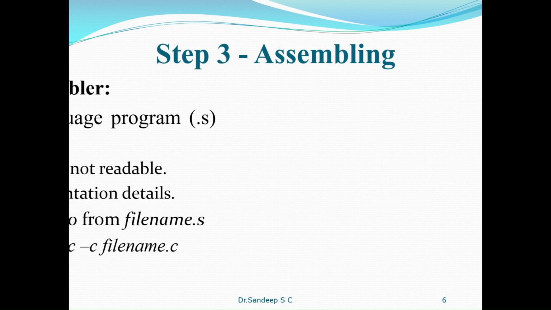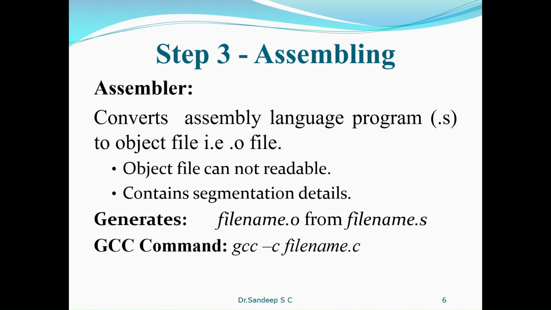Once the assembly language file is generated, it is given to the next tool called the assembler. The assembler converts this .asm file or .s file to an object file with the extension .o. So the object file is not readable. We cannot open it in any editor, or read the content of that file. The command to generate this file is gcc -c filename.c. -c is a switch to generate an object file.